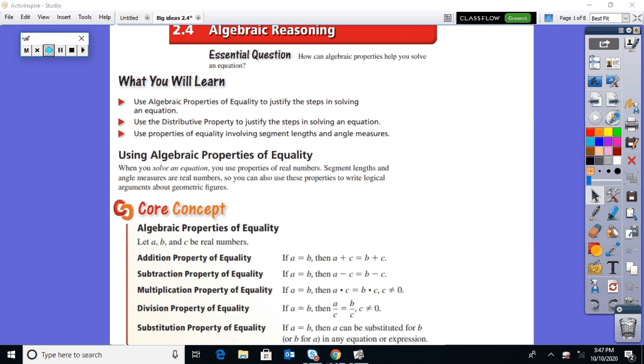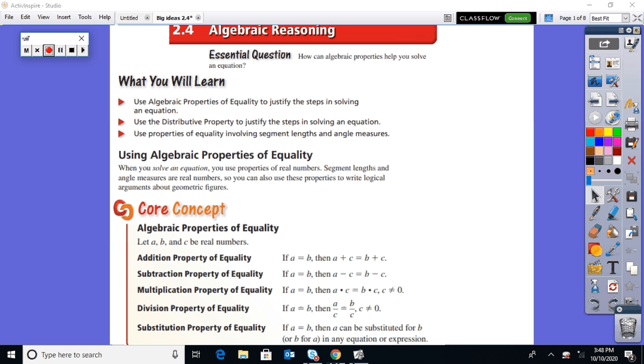In this lesson, we're talking about algebraic reasoning and how we can use those properties to help solve an equation. So we're building towards writing proofs, ladies and gentlemen, which is one of the tougher things we're going to do this year. Sections 2.1 and 2.2 talked about deductive reasoning, logic, flowing step by step through a process to get to an answer. And that's how you want to think whenever you're writing a proof.